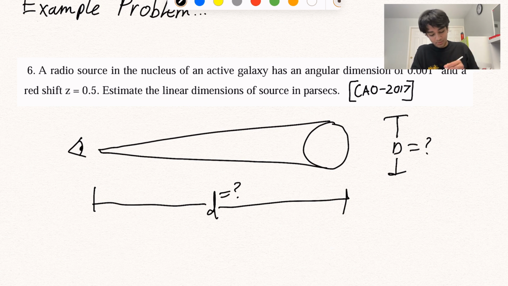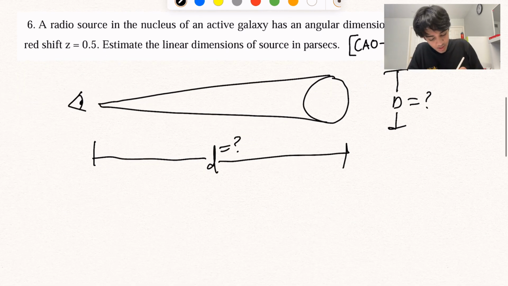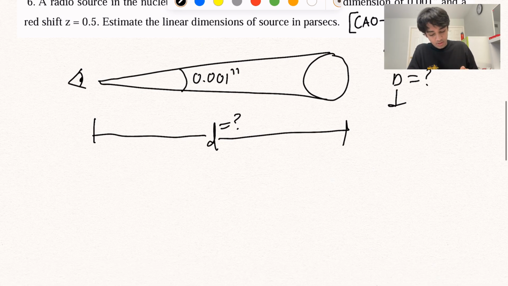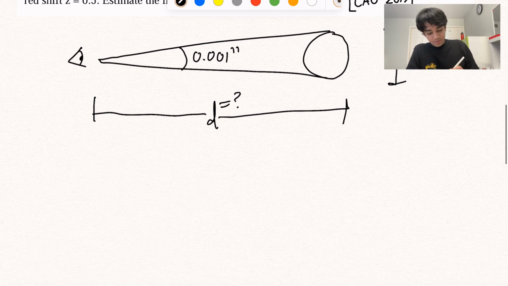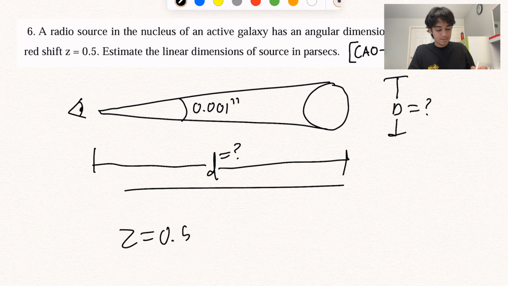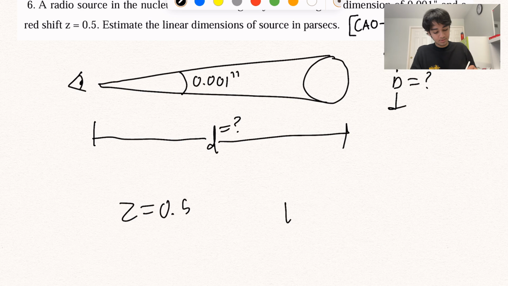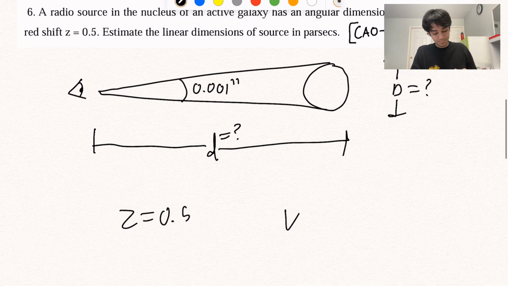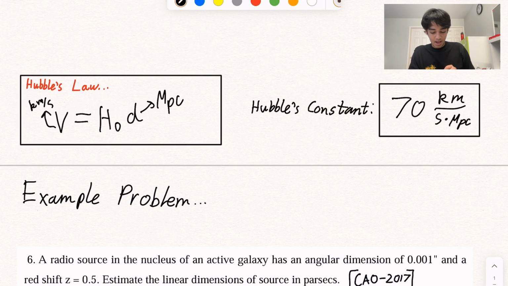What are we given? We know that the angular dimension is 0.001 and the redshift is 0.5. Let's see if we can figure out how far the galaxy is and the diameter of the galaxy with this information. Let's start by trying to figure out the velocity of the galaxy. I'm starting with this approach because I can use Hubble's law.